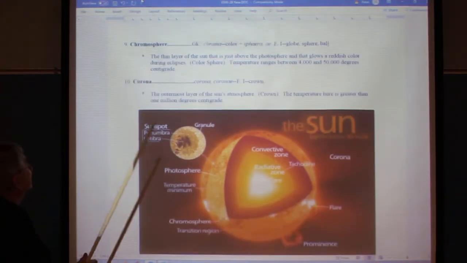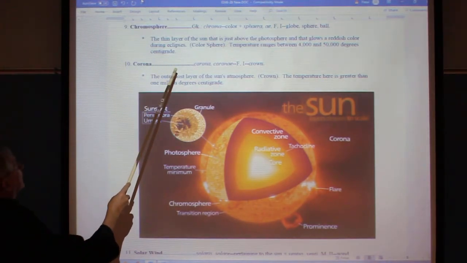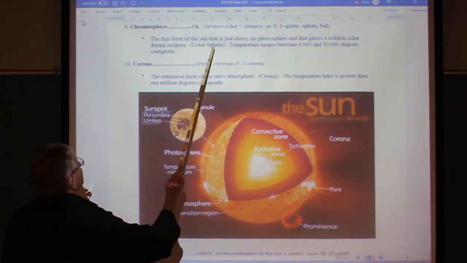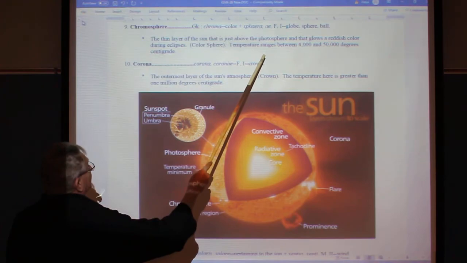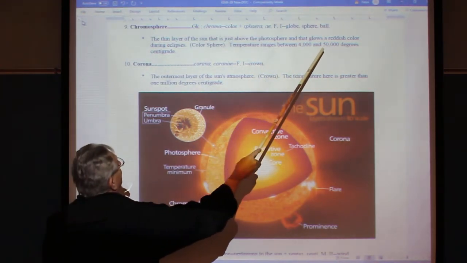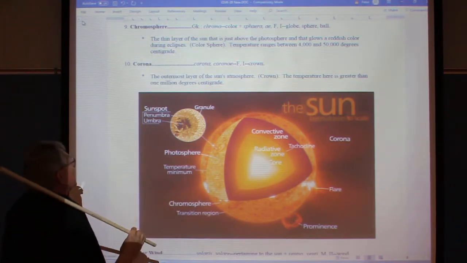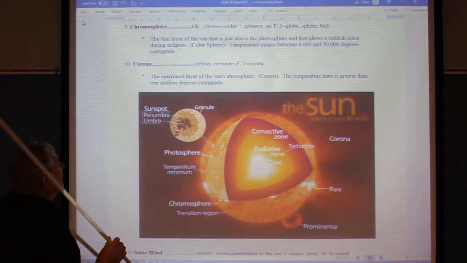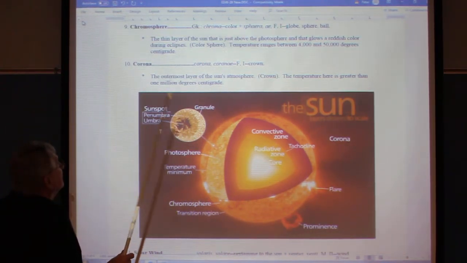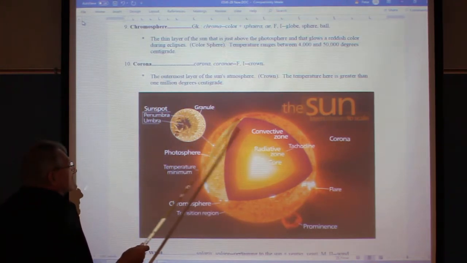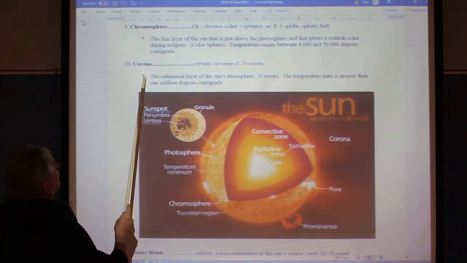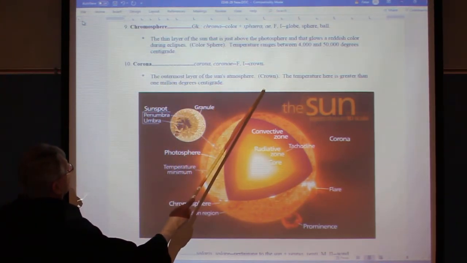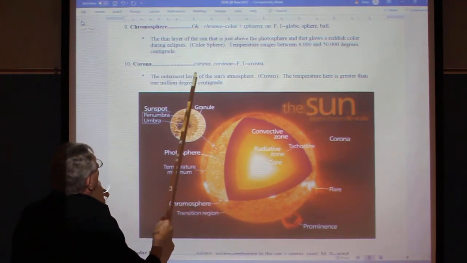And look at the next words, please. We go up to word 11. So chromosphere, Greek, chromosphere again. The thin layer of the sun that is just above the photosphere, therefore it's part of the atmosphere, and that glows a reddish color during eclipses. And we saw that when you had that wonderful corona, a circle around the sun, when you had a ring kind of eclipse. So the corona then is the outermost layer of the sun's atmosphere, crown. The temperature here is about 1 million degrees.